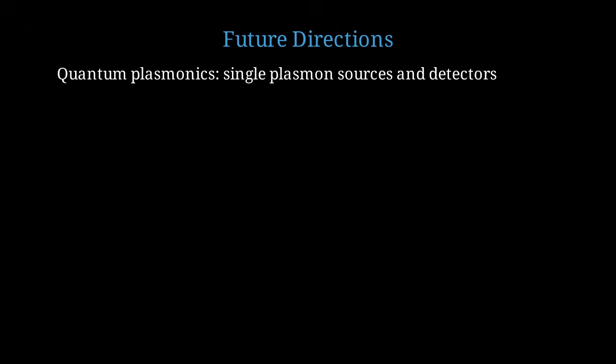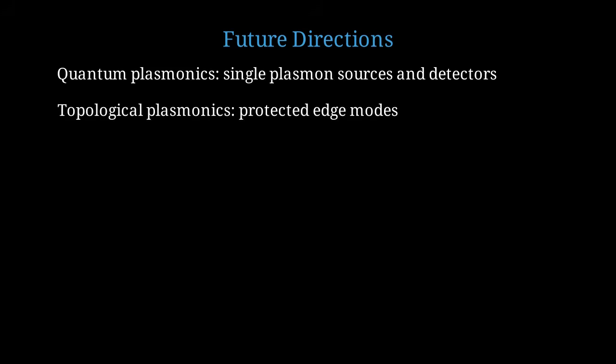Where is this field headed? Several exciting directions are emerging in plasmonic research. Quantum plasmonics aims to create and detect individual plasmons, enabling quantum information processing at the nanoscale. Topological plasmonics exploits topological protection to create robust plasmonic waveguides immune to defects.